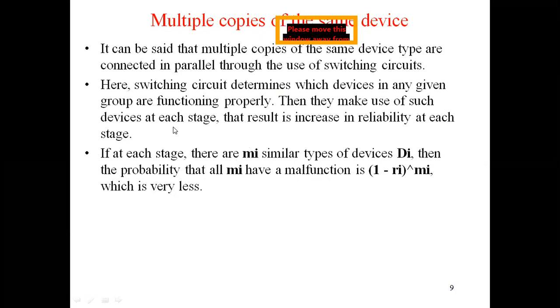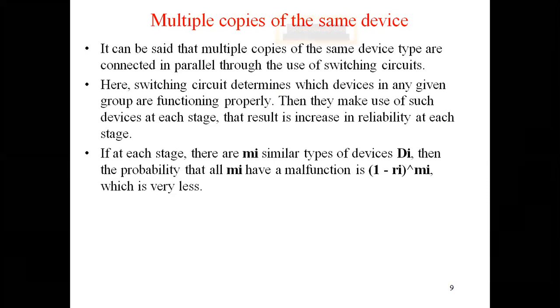The devices which are working properly will be considered by switching circuits, so that there is an increase in reliability when we are using multiple devices in each group. So if at each stage there are Mi similar types of devices, Di. For example, Di. What is Di? Device of type i, Di. What is Mi? Number of devices of type Di.